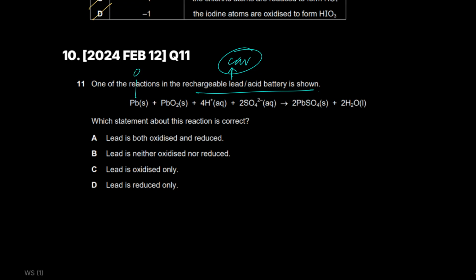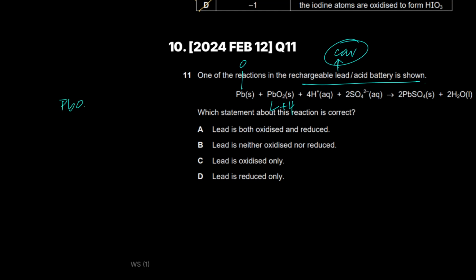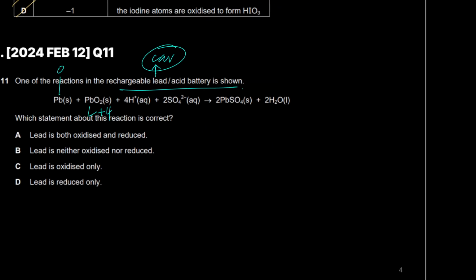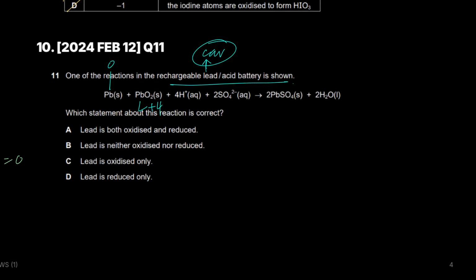Lead has an oxidation state of 0. This is +4 here. How do I know it's +4? See, PbO2. Pb is X, oxygen is -2, times 2 because you have 2 O's. Add them together. The overall oxidation state of any compound is 0. X minus 4 equals 0, so X equals +4. This is how I do it. Math. Pretty easy.